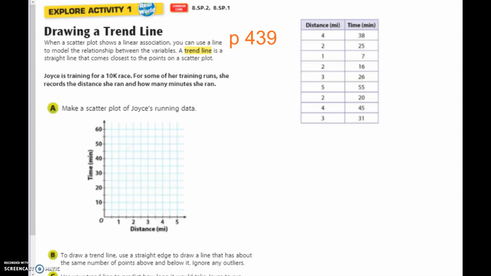All right, so drawing a trend line. The first thing is we're going to review from yesterday, just making a scatter plot. So it's taking all of these ordered pairs, which are called bivariate data, and this is the X value, and this is the Y value, and we're just going to graph these.